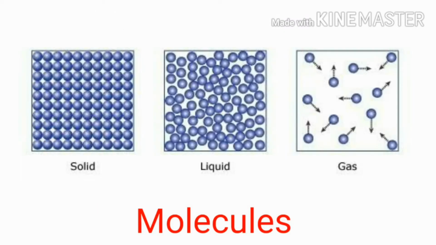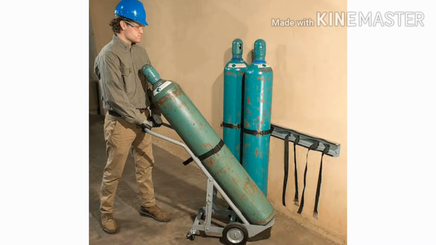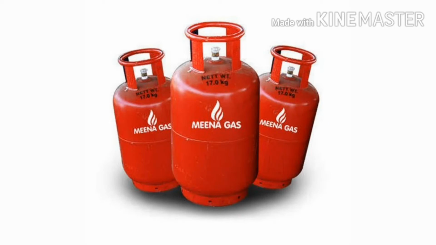In gases, the molecules are very loosely arranged. Gases have no definite shape and no fixed volume. They occupy all the available space. Gases can be squeezed, that is, compressed in specially created metallic cylinders. We observe this in liquefied petroleum gas, that is, LPG, and compressed natural gas, that is, CNG cylinders.